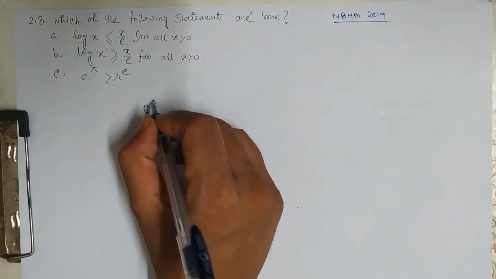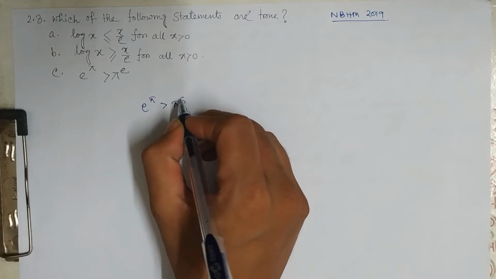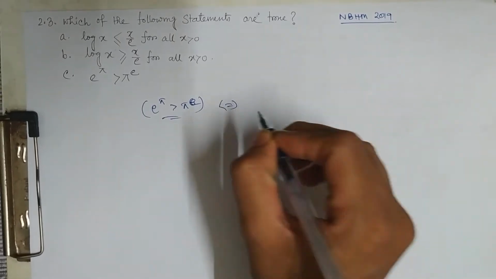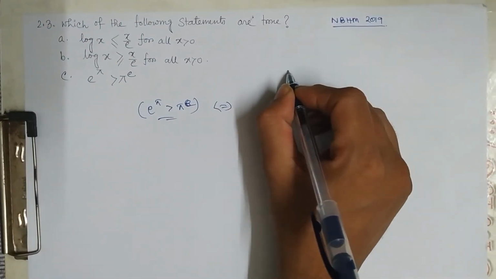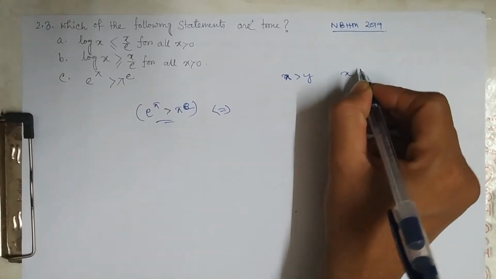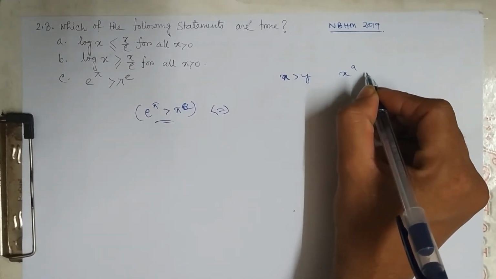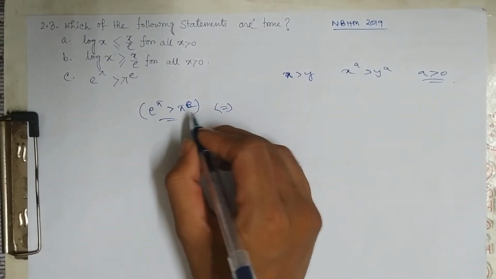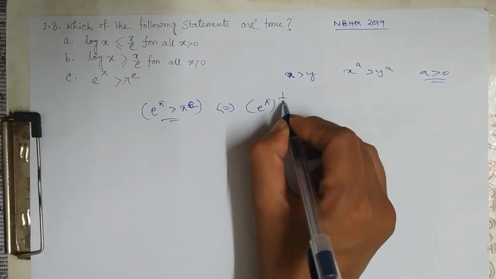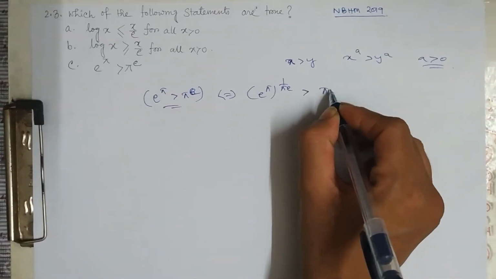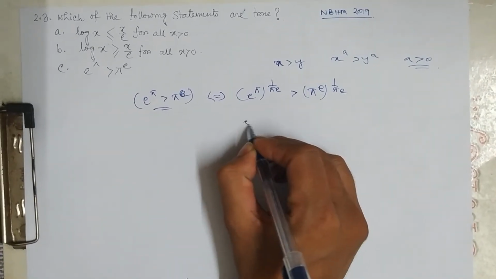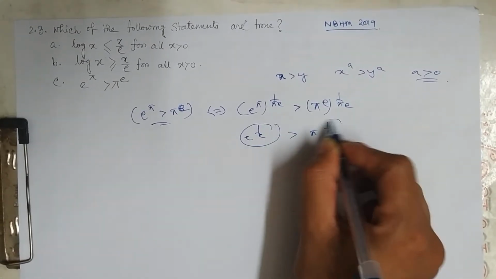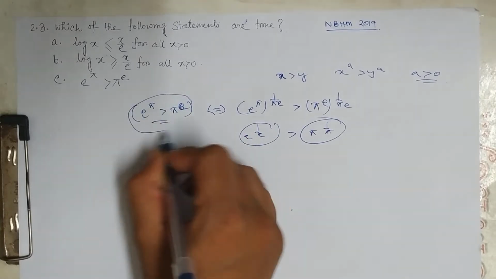Now, suppose I want to prove this. If it were true, this would be equivalent to showing that if x is less than y and I take x to the power a and y to the power a, then x to the power a is greater than y to the power a if a is positive. So I can consider 1 by pi, and the pi will cancel out. If I can show this, then it will automatically show the other.